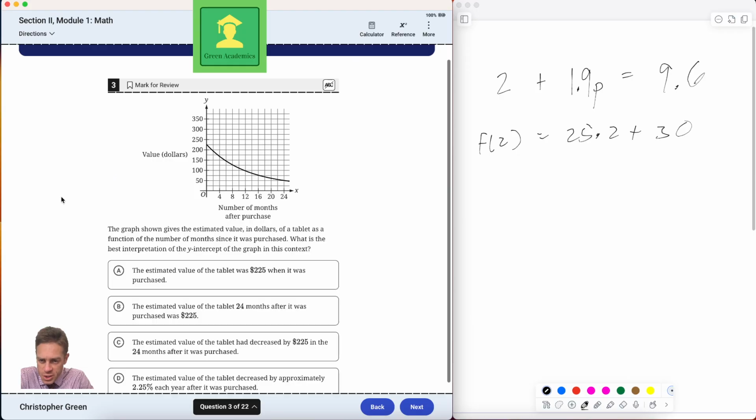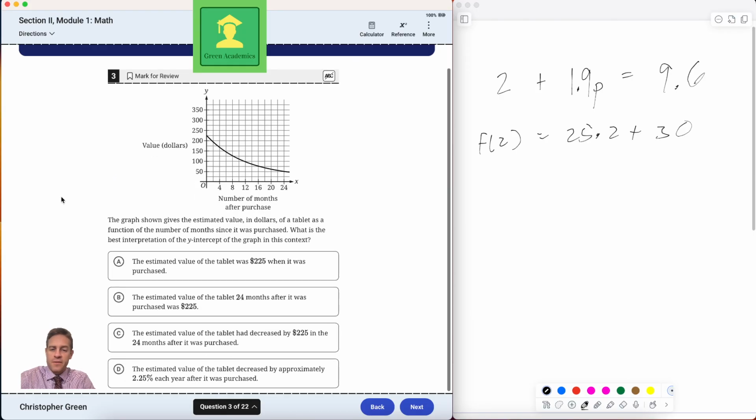The graph shown gives the estimated value in dollars of a tablet as a function of the number of months since it was purchased. What is the best interpretation of the y-intercept of the graph in this context? So the y-intercept, which is here, is the starting point. It's the value when it's 0 months after it was purchased, which is, of course, the starting value. The estimated value of the tablet was $2.25 when it was purchased. Yeah, that's the answer.